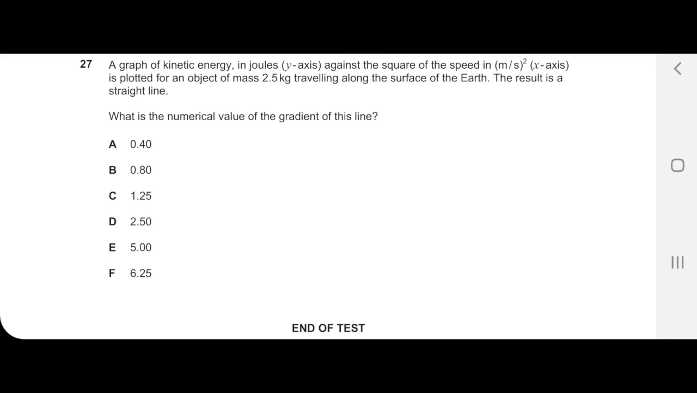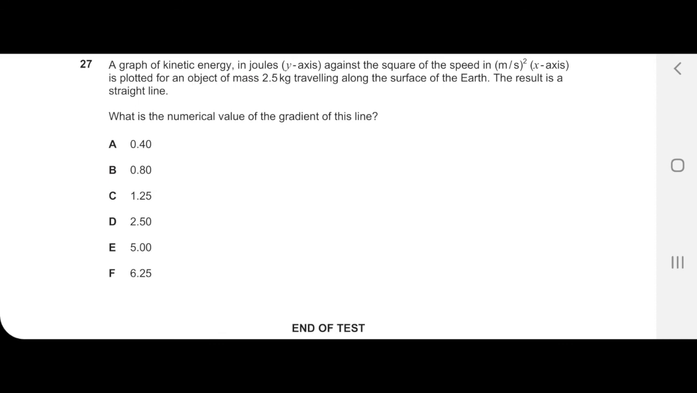Question number 27. A graph related to the kinetic energy is drawn with kinetic energy in joules on the y-axis and the square of the speed in meters squared per second squared on the x-axis. A graph of this type is plotted for an object of mass 2.5 kg traveling along the surface of the Earth. The resulting graph is a straight line. What is the numerical value of the gradient of this line?